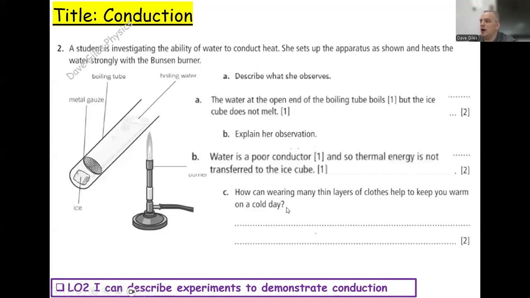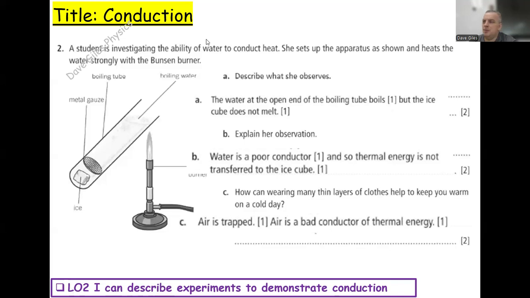And how can wearing many thin layers of clothing help you keep warm on a cold day? This one's a little bit tricky. It's not related to this diagram. Air is trapped, and air is a bad conductor of thermal energy because you've got gaps between the clothes rather than one big thick layer of clothes, which is what this question is referring to.